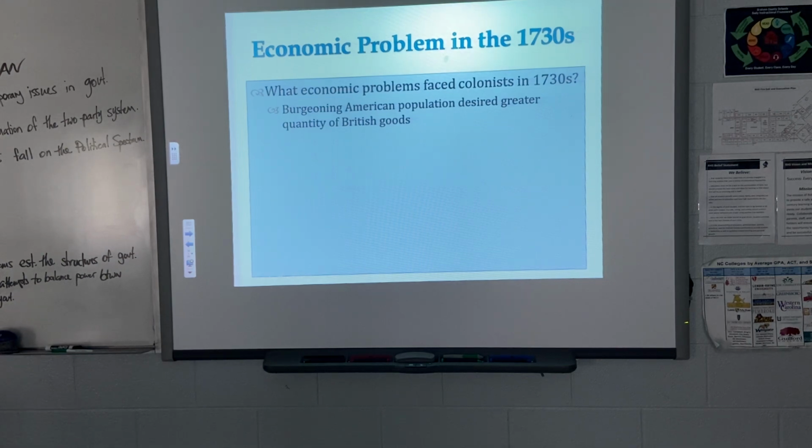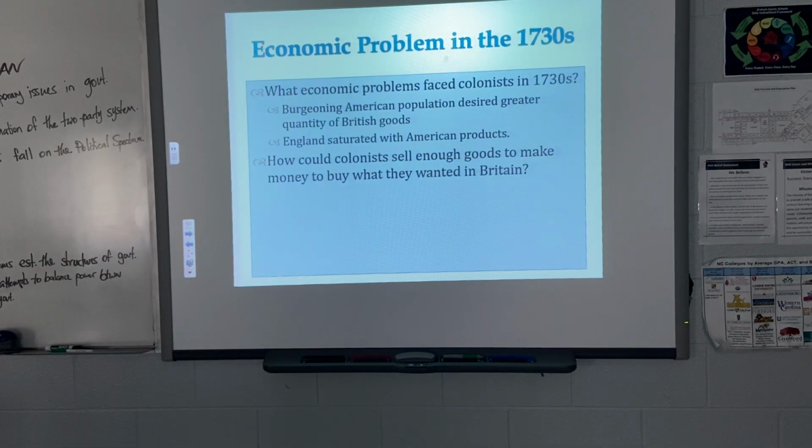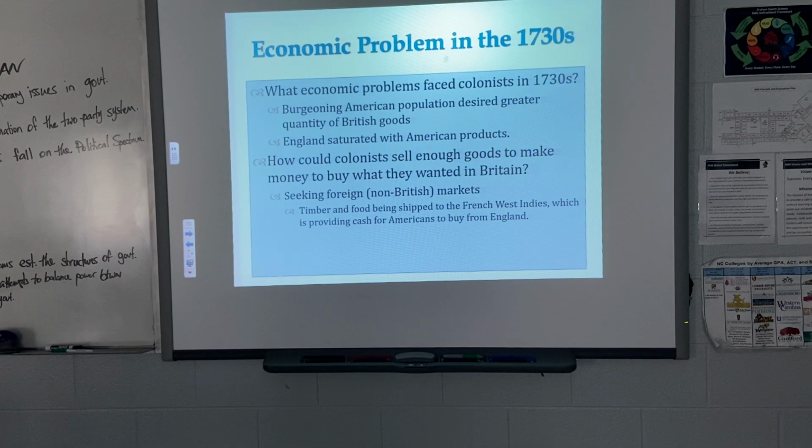All right, economic problems in the 1730s. What economic problems faced colonists here? Burgeoning American population desired a greater quantity of British goods. There again, England was saturated with American products. This is the whole idea of mercantilism. The question is, how could colonists sell enough goods to make money to buy what they wanted in Britain?